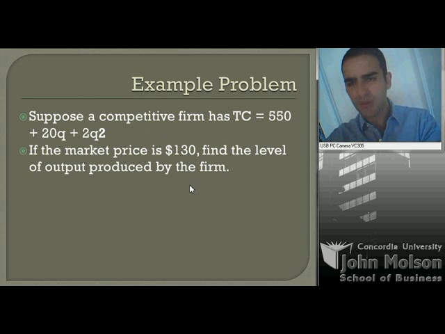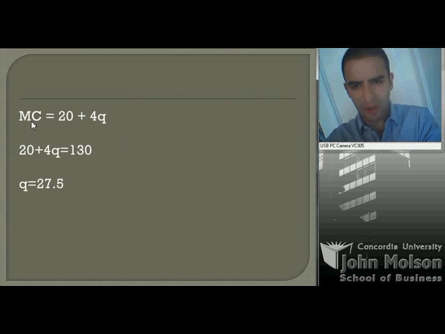So now we only need to find out the marginal cost. How do we find out the marginal cost? We have the total cost function, so we only need to derive it and find the marginal cost. So this 550 disappears, this 20Q becomes 20, and this 2Q squared becomes 4Q. So now we only set that equal to 130 and we solve the equation. There we go, our marginal cost is 20 plus 4Q, and we set that equal to 130. 130 minus 20 is 110. Divide by 4, you get 27.5. That is the answer. That is the quantity at which the profit is maximized for the firm.